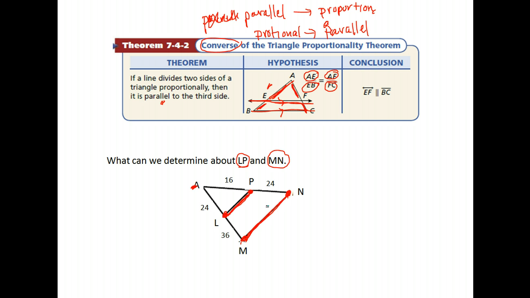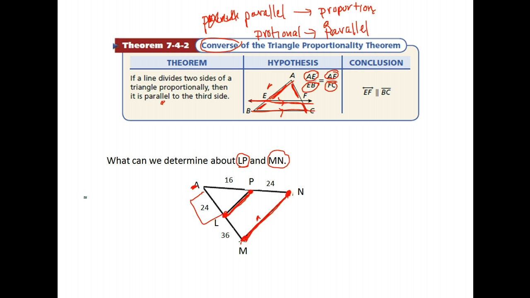You might look at them and say, well, they look like they might be parallel. And you might say, well, that's what we've been doing, so that could be the case. But we have to check and make sure the sides are proportional. And if the sides are proportional, then we can determine that those two lines are parallel.